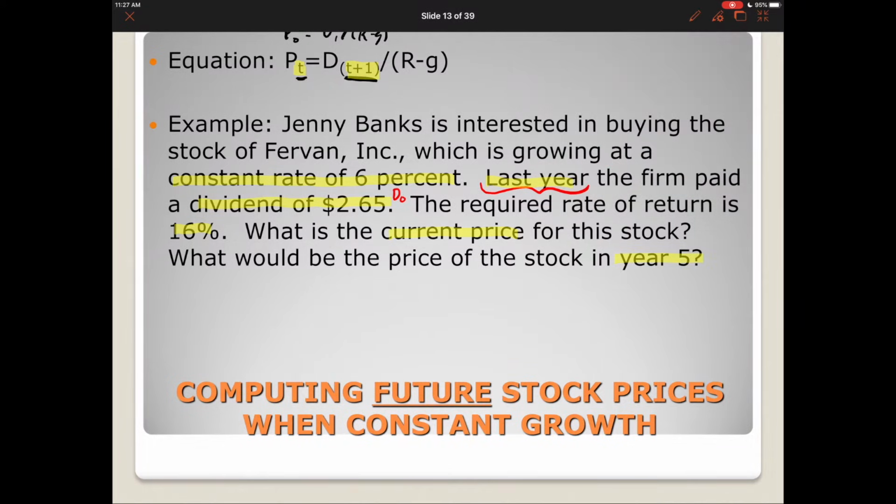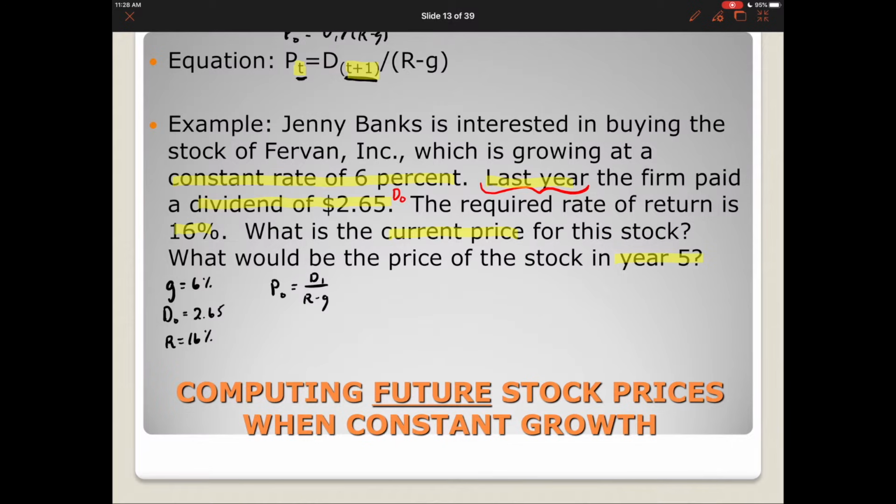So before we get started, let's just write out what information we know. We know that the constant growth rate is 6%. Last year, the dividend was $2.65, so D sub 0 is $2.65, and our required rate of return is 16%. And the first thing they want us to know is what is the current price. So they want P sub 0. With the constant growth model, P sub 0 is equal to the next year's dividend divided by R minus G.